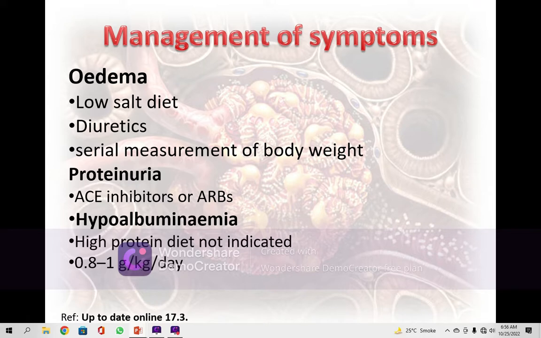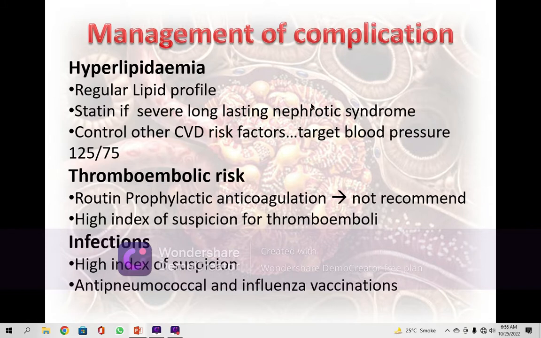Naturally, if you address the specific conditions, the etiology, then the hypoalbuminemia will be reduced. For the hyperlipidemia, do a regular lipid profile and give statins if it is severe, long-lasting nephrotic syndrome. Or you have to give the fibrates. Control other cardiovascular risk factors and target the blood pressure, although in this condition the BP is normal.